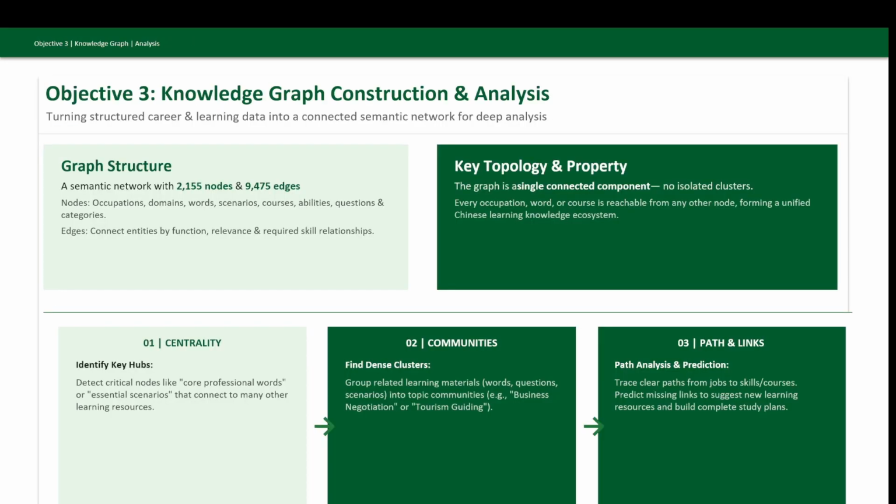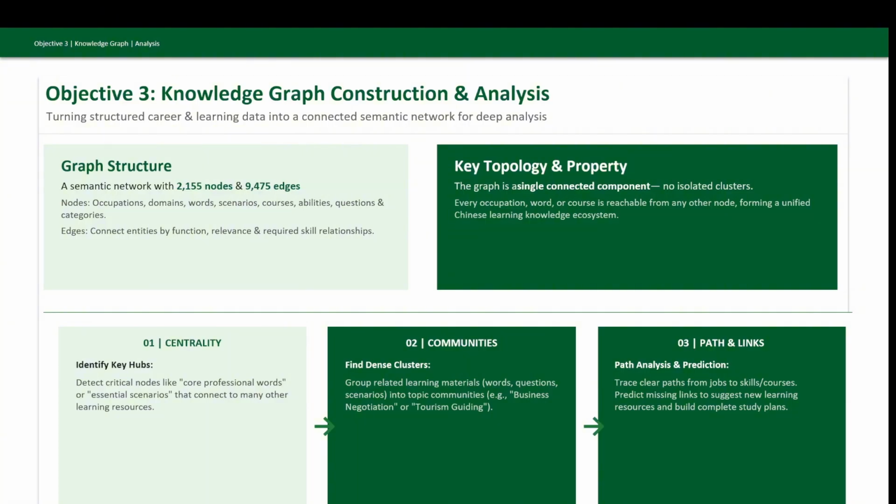Objective 3 transforms tabular data into a connected knowledge graph. 2,155 nodes and 9,475 semantic edges. Node types include applications, domains, Chinese abilities, words, learning categories, scenarios, functions, questions, and courses. Each type connects in typed edges by function, relevance, and the required skill. The entire graph forms a single connected component.